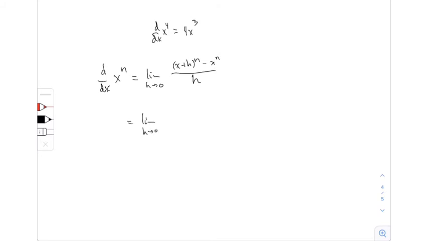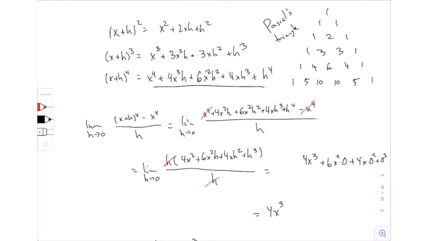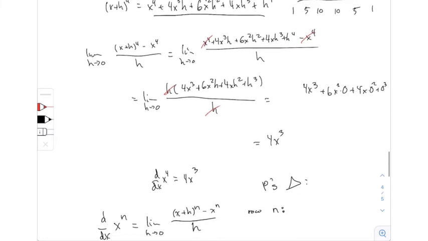And the first step is the hardest. We're going to have to expand (x plus h) to the n. And so, to read the coefficients on that, I go down in Pascal's triangle. Row n looks like, remember, to get these numbers here, I read across row 4 of Pascal's triangle. In this case, I want row n.